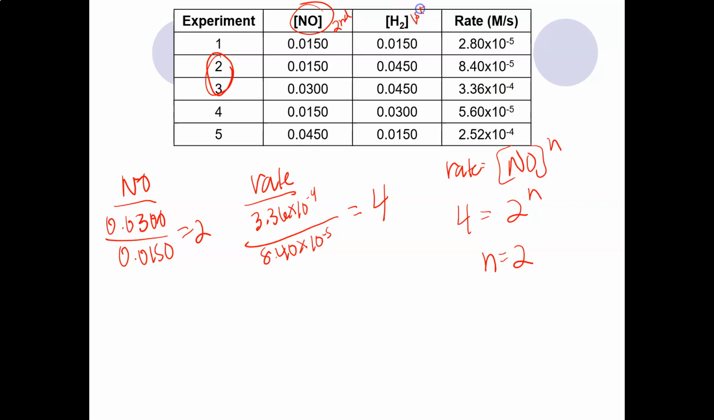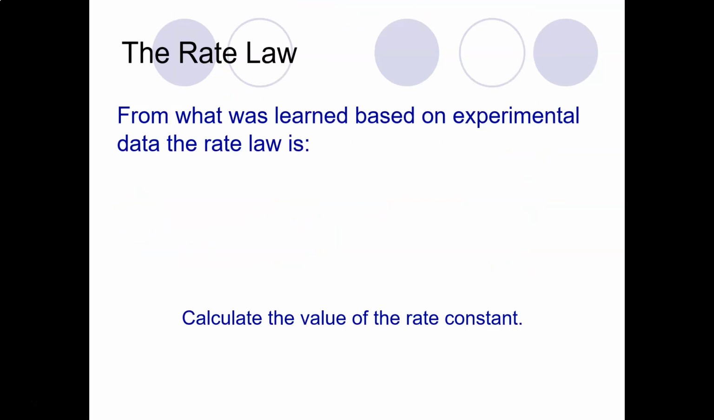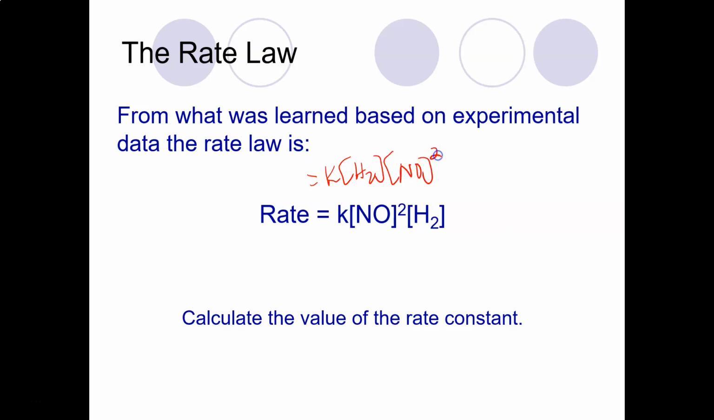This was first order. That was second order. So what do you think the overall order is going to be? Well, third, 2 plus 1. Okay. So the rate law, I'm just putting all this together. Rate equals K times chemical to the power, chemical to the power. So K times NO, second order, H2, first order. And if you had written it hydrogen, first order, NO, second order, perfect, awesome, wonderful, it's the same thing.